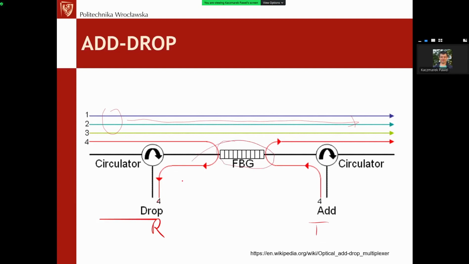So you can imagine we can also extract not one single channel, but if our fiber grating has a wider band, it can extract, for example, 2 or even 3 or in fact any number of the channels from the fiber and keep the other channels transmitting in the fiber. So it is the second most important element for these modern wavelength division multiplexing networks.